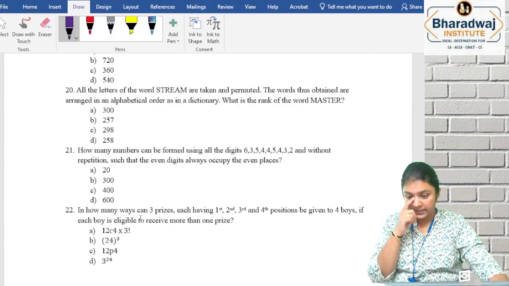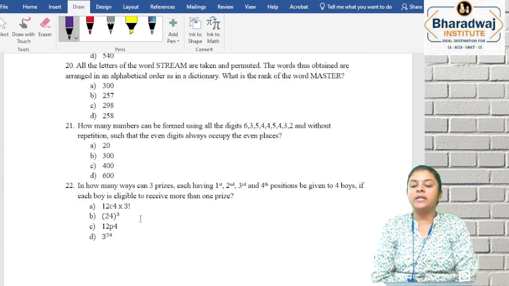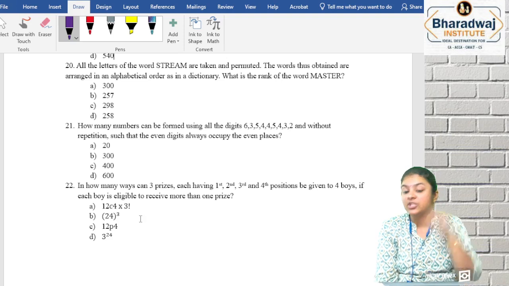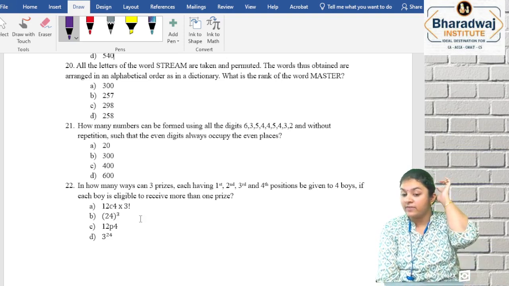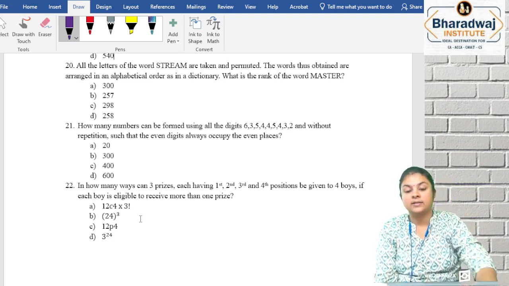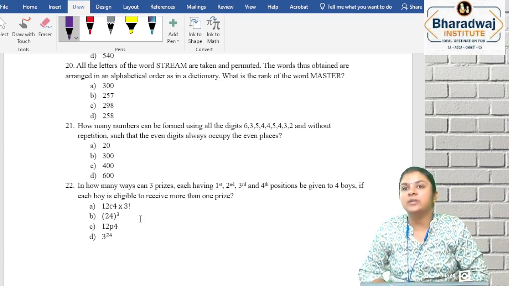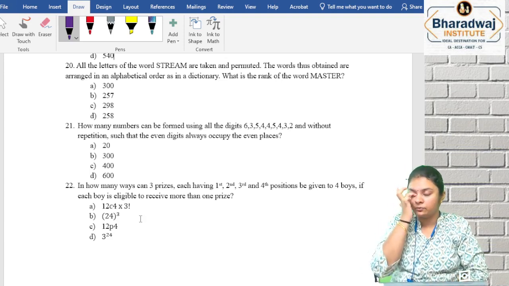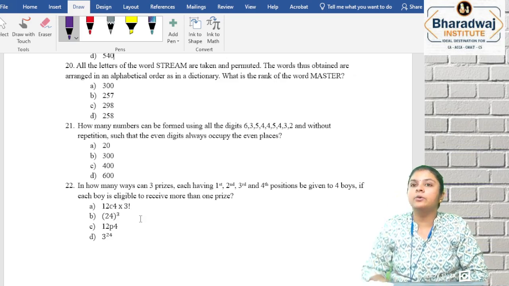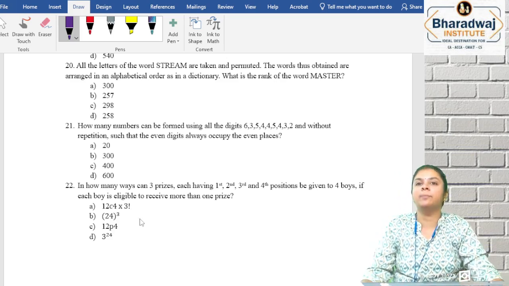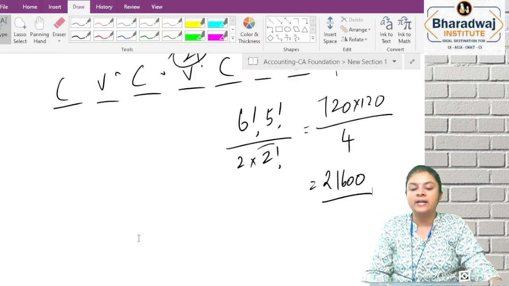Okay, so next question. 20th we have already completed. 21. How many numbers can be formed using the digits without repetition so that the even digits always occupy even places? Okay, 1, 2, 3, 4, 5, 6, 7, 8, 9. 9 digits are there, so 9 places. Now what is the rule? Will you do it 9 factorial directly? No, because even digits have to occupy even places, they have mentioned. Let us first fill that.